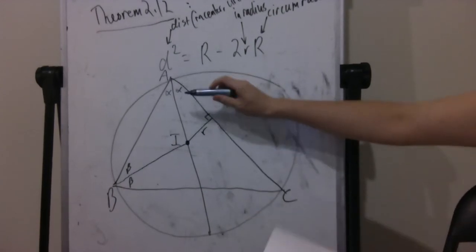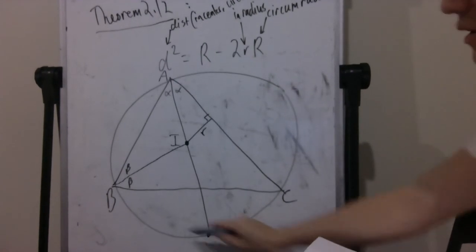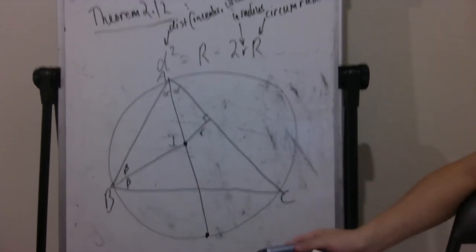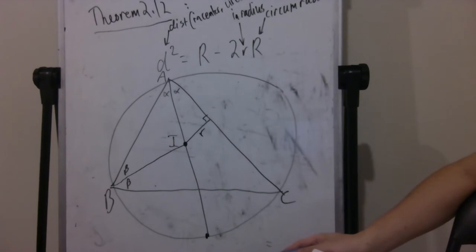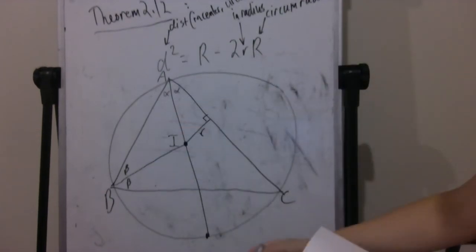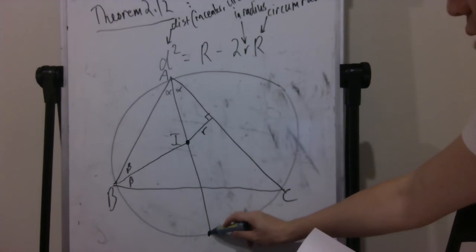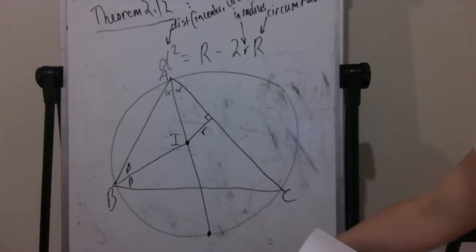Can you see that the angle bisector here goes to the midpoint of the arc BC? Is that obvious? Because if you take the midpoint of the arc and join it to the center, what you're saying is the angle subtending an arc is directly proportional to the size of the arc.